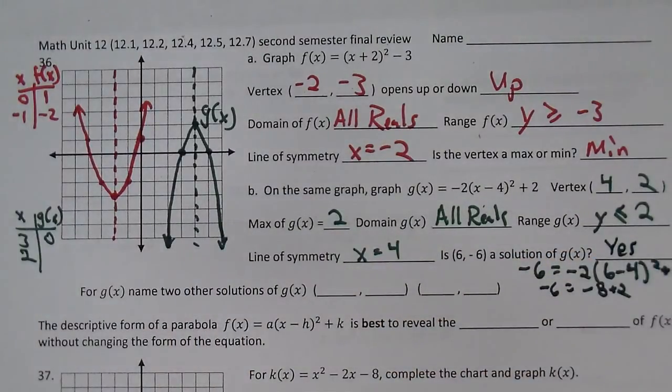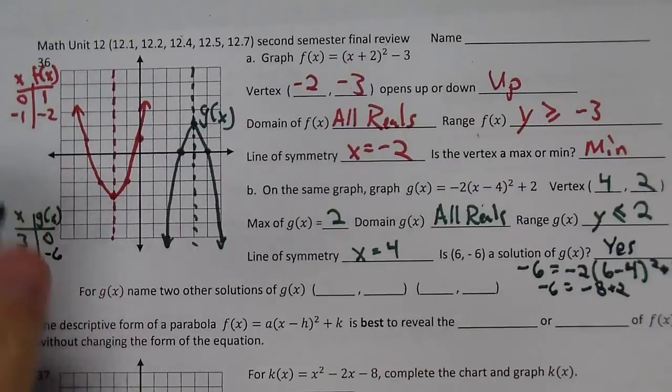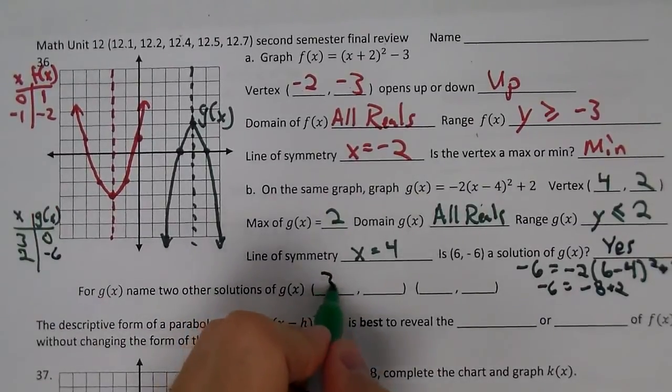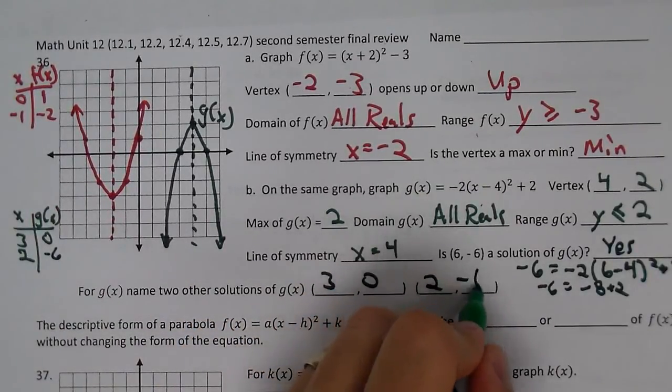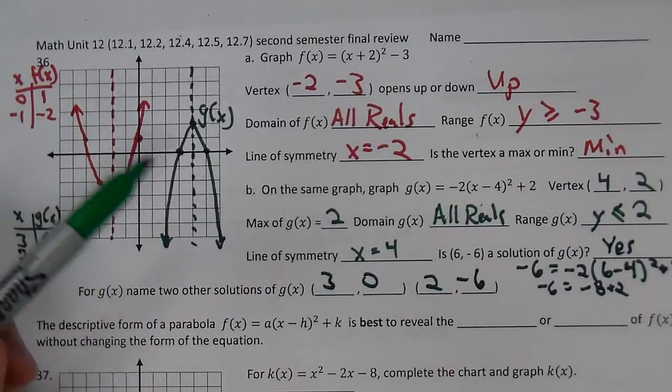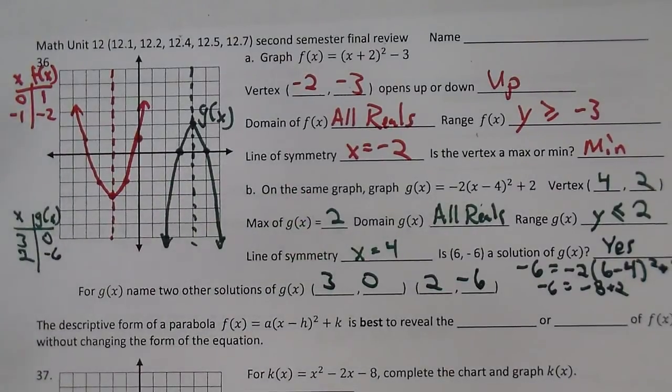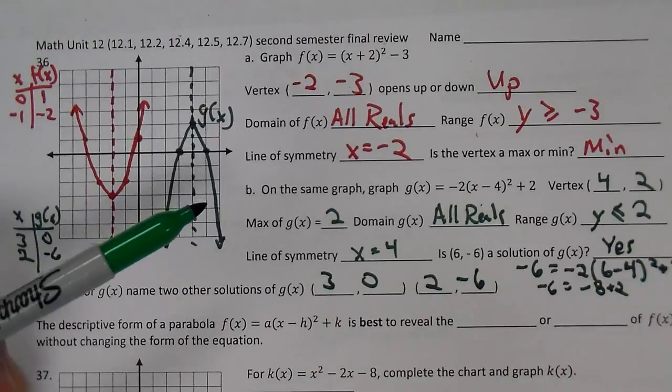And then it wants to know 2 other solutions that we have. Now we kind of did this work already over here. We know that 3, 0, and then 2, negative 6 would work. But really you could pick any x values to plug in. That'd be your x value, and then your y value would be the result that you get.